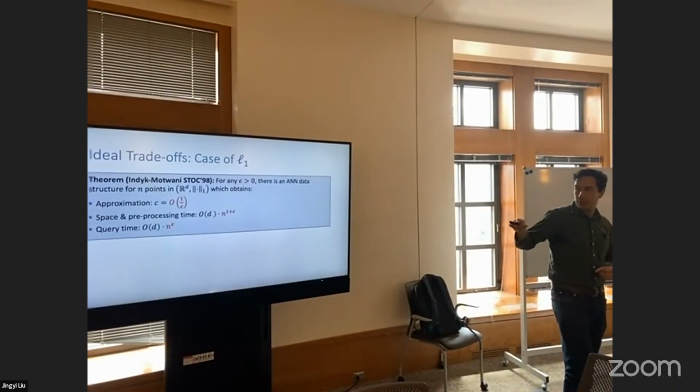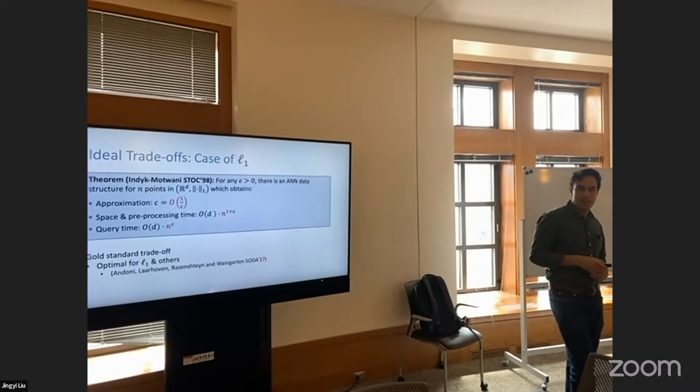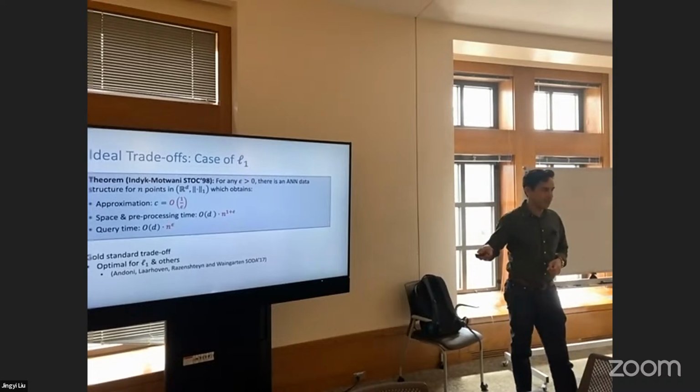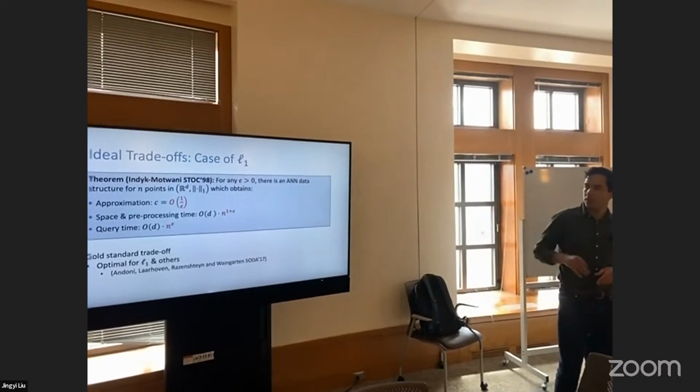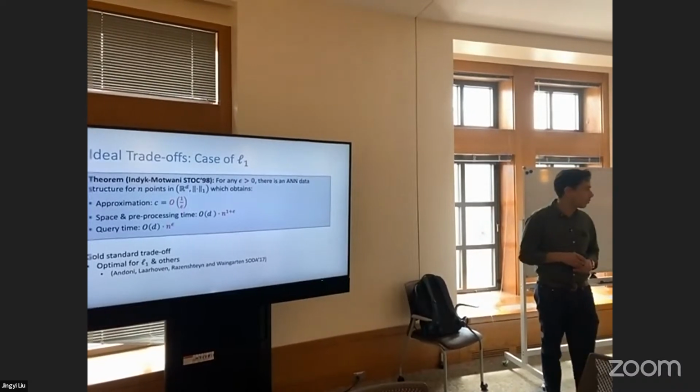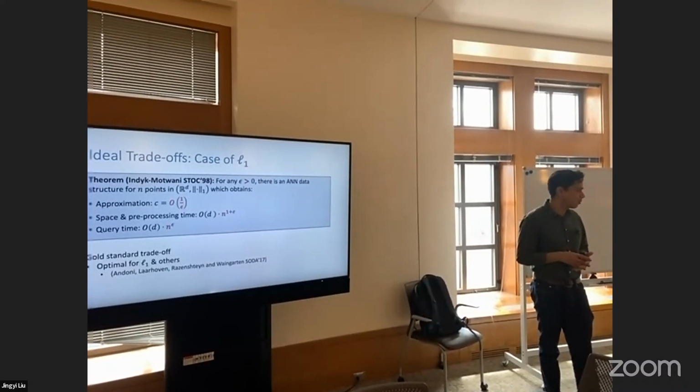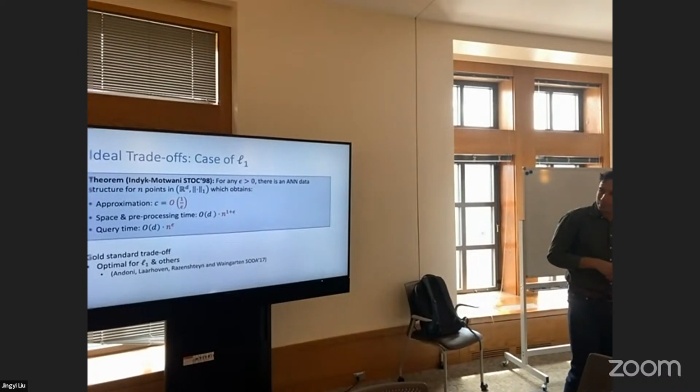And this is for the L1 metric. This is actually optimal for L1, meaning you really can't get much better trade-offs than this. I won't say exactly how the lower bound works. It's conditional on certain models, but more or less this is the best you could hope for for L1 and for a lot of other metrics. You can do a little bit better for L2, but let's not worry about that.